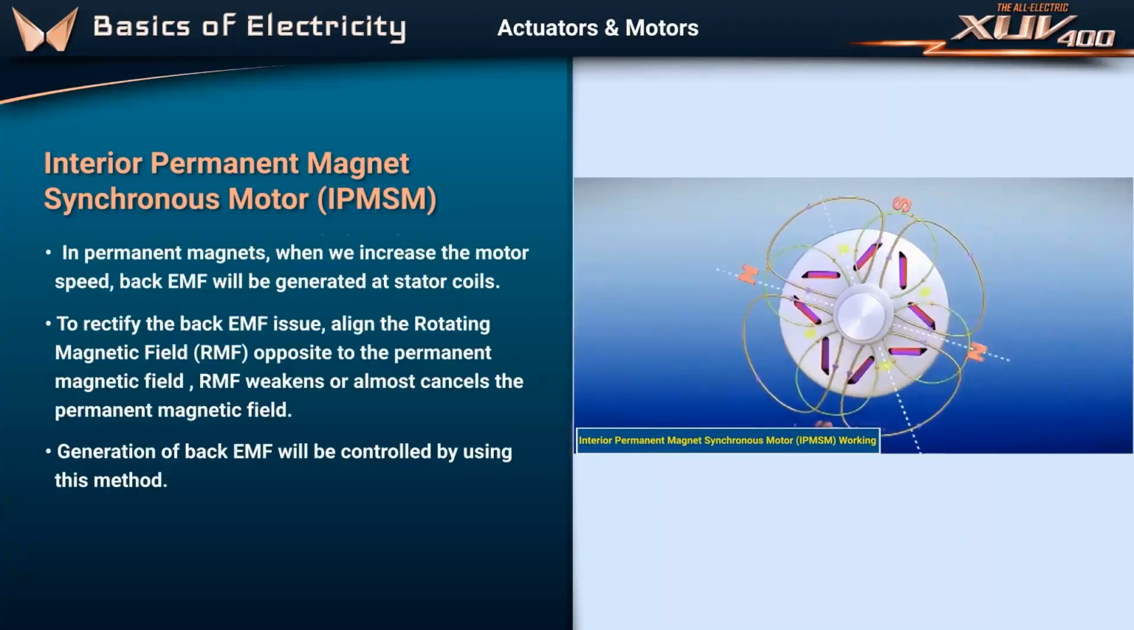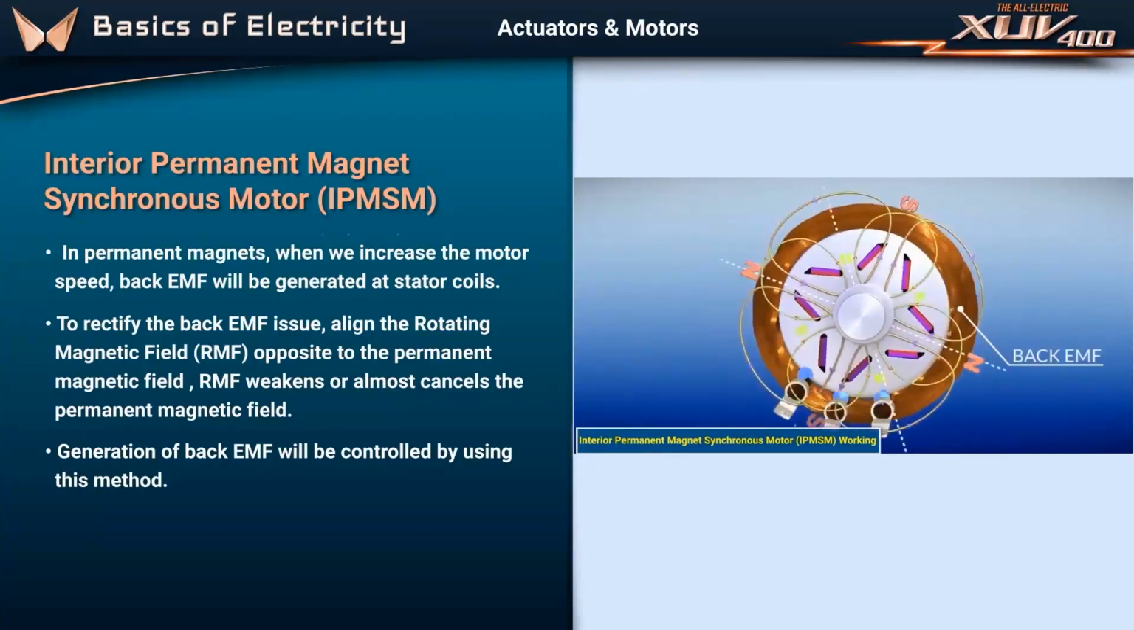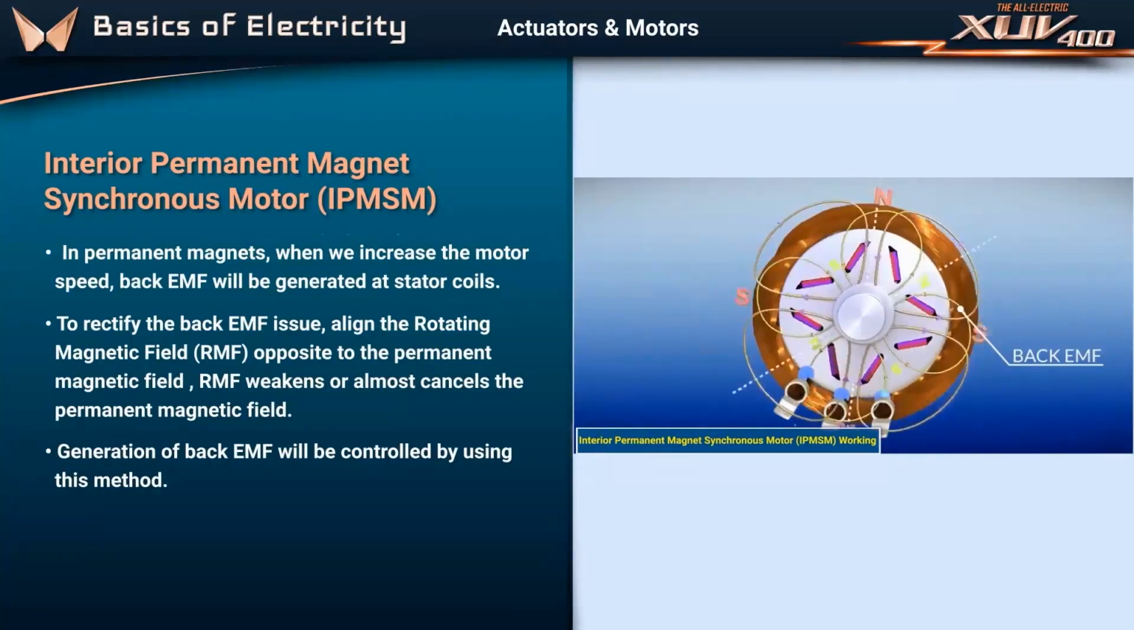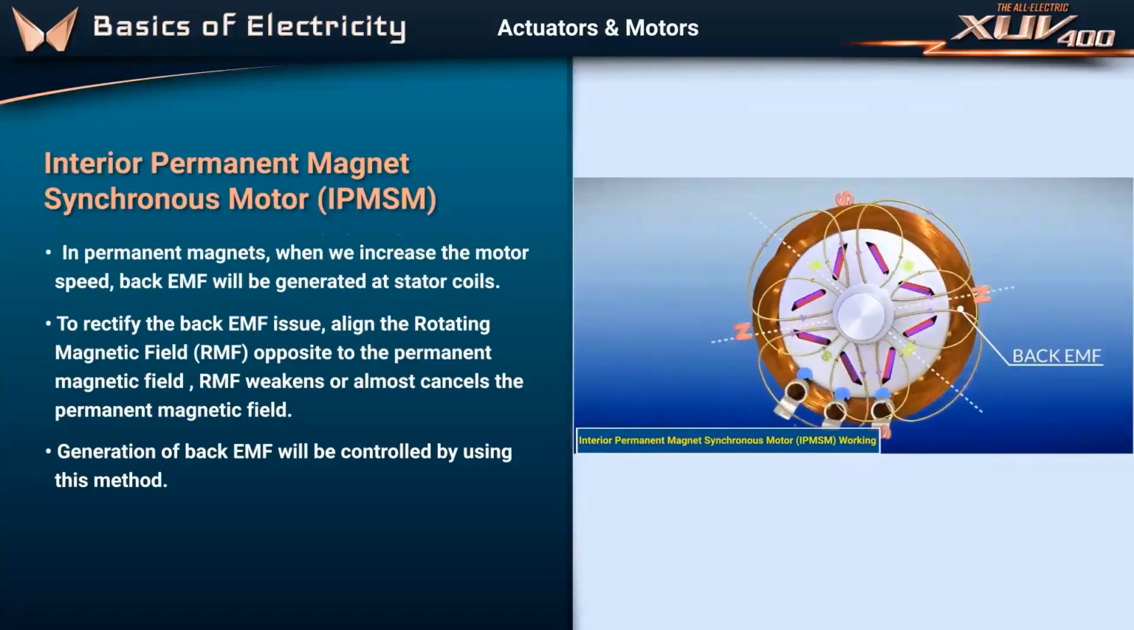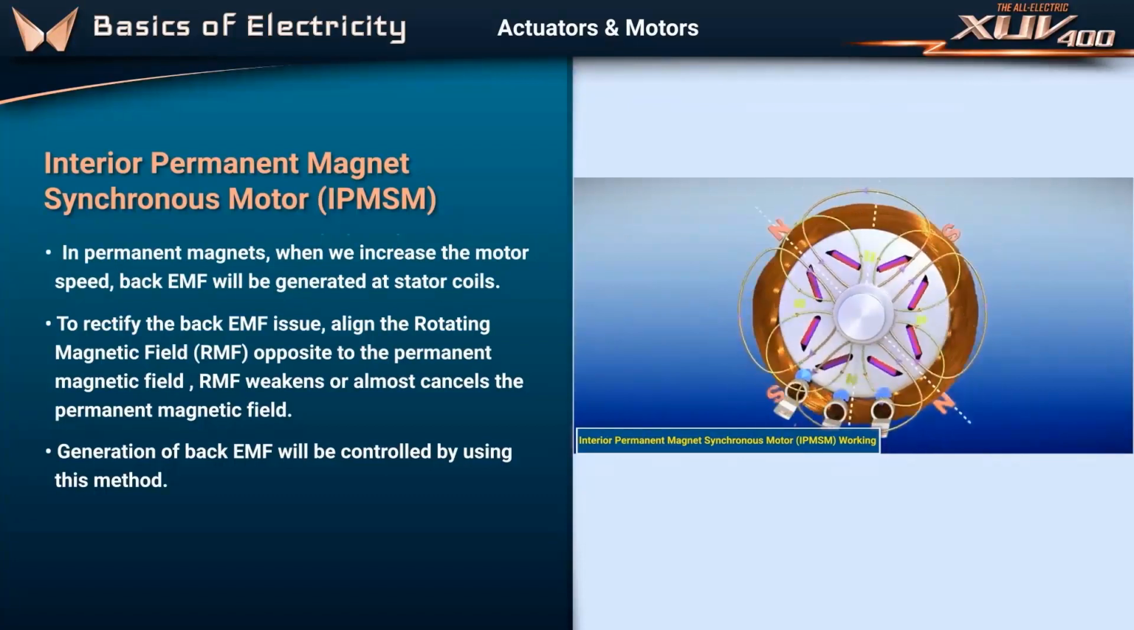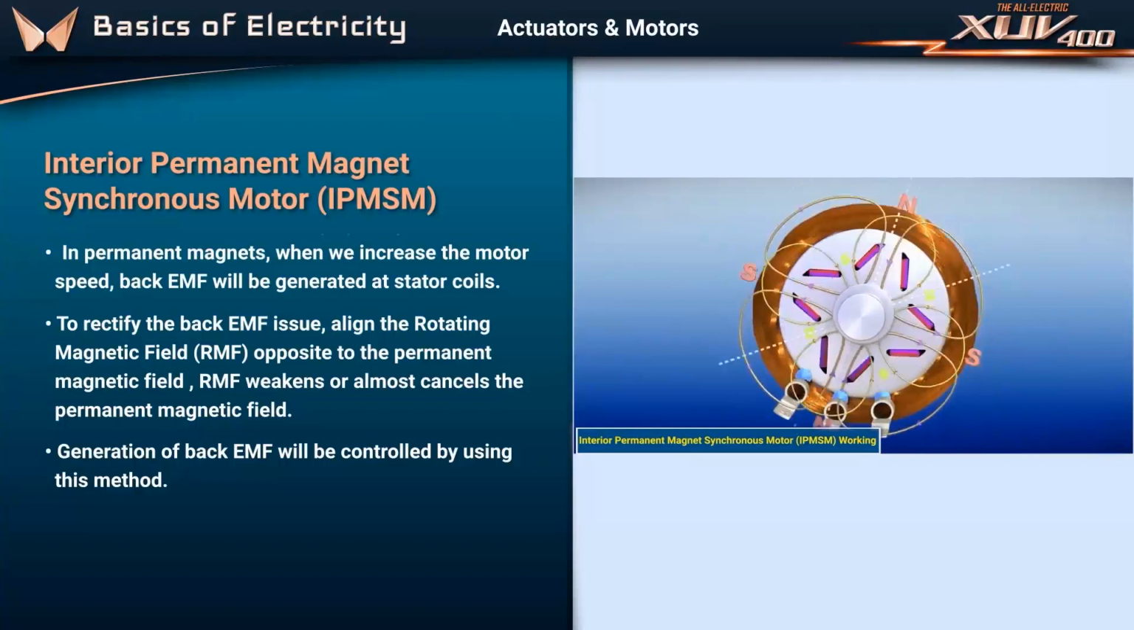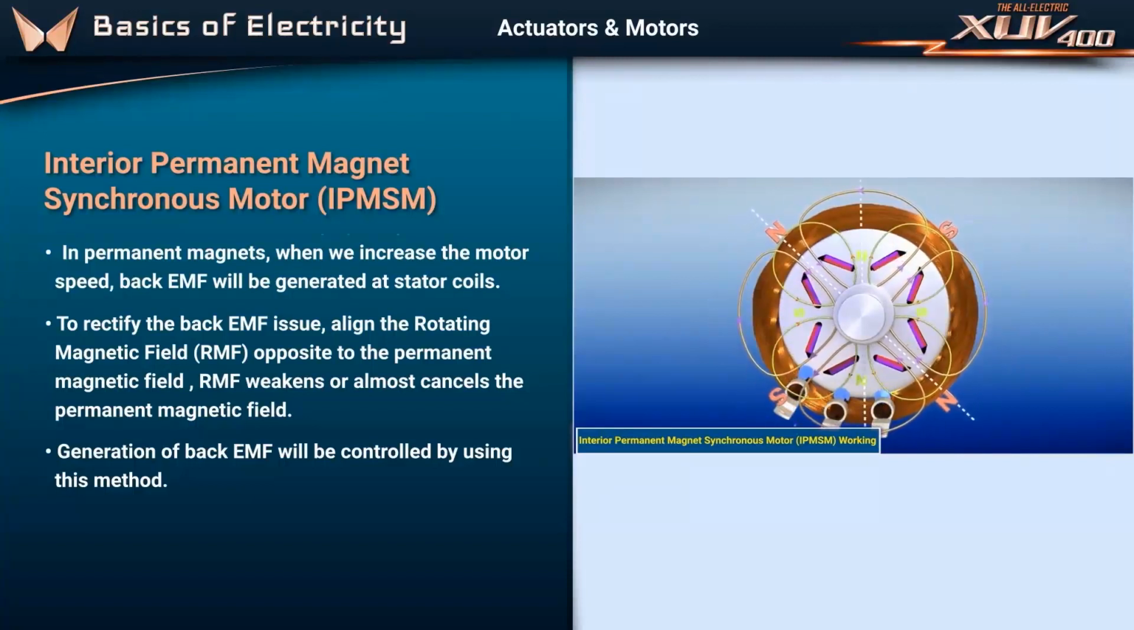In permanent magnet motors, when we increase the motor speed, back EMF will be generated at the stator coils. To rectify the back EMF issue, align the rotating magnetic field opposite to the permanent magnetic field. The RMF weakens or almost cancels the permanent magnet field. Generation of back EMF will be controlled by using this method.